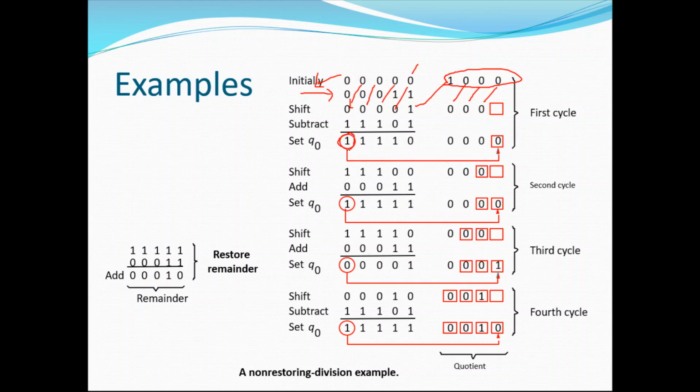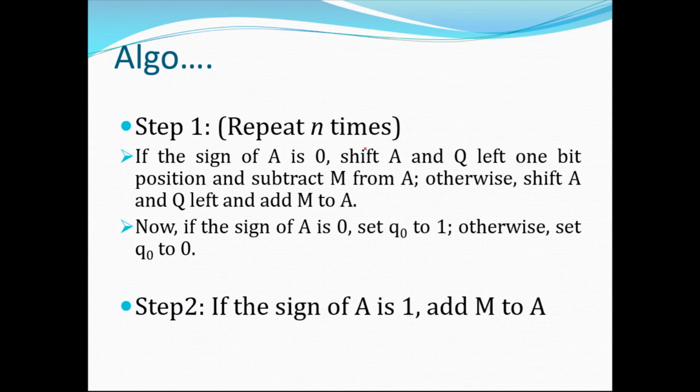If it is a negative number, then the q naught should be replaced with 0. Replace it with 0. Okay. If it is a negative number, what should we do? See the algorithm. You have to perform 2a plus m.